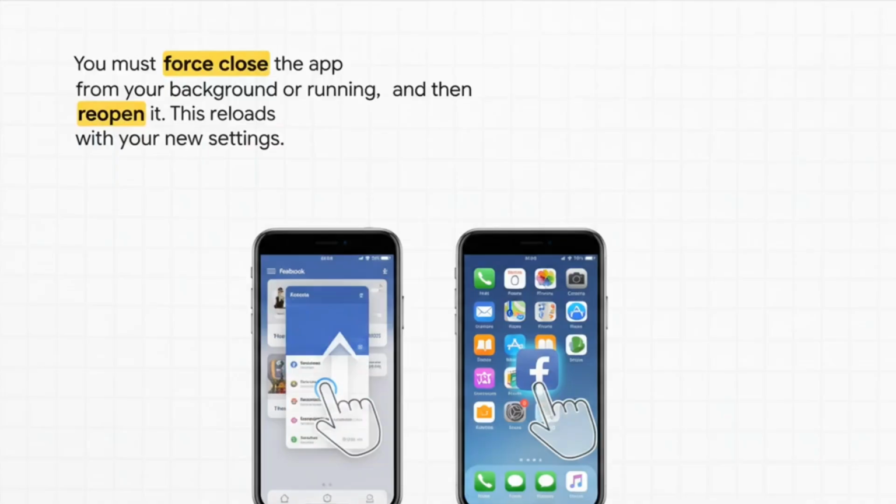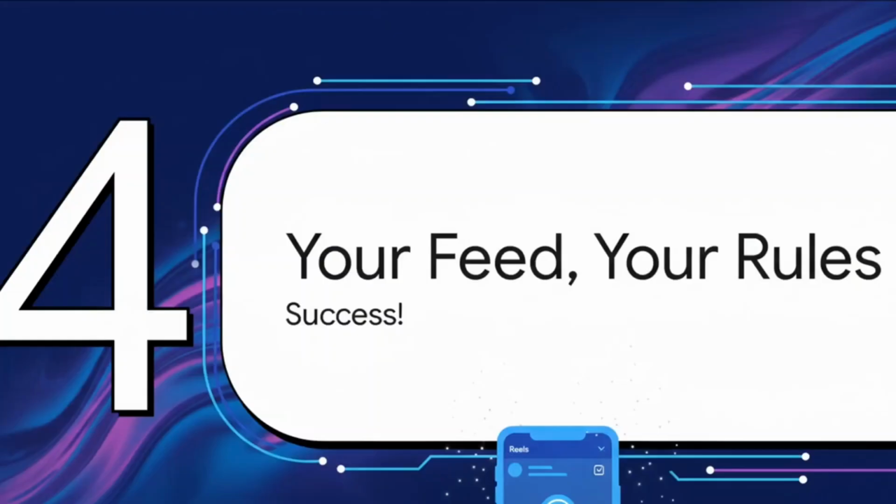Once you've done that, go ahead and reopen it. That's what forces the app to reload with your new settings. And that's it. You did it. The next time you open the app, that Reels tab should be totally gone. Your feed is yours again, back under your rules, just the way it should be.